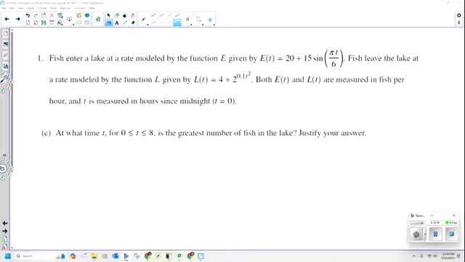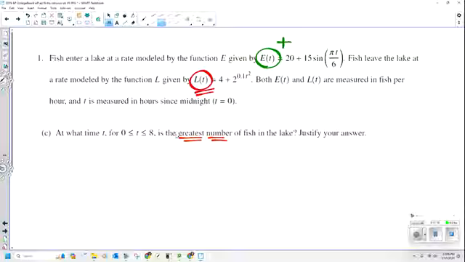To find the greatest number of fish here, as long as the number of fish entering the lake, the ones we're adding, is always greater than the number of fish leaving, my quantity will keep growing. Let me do this in green. Green for good, right? The moment more fish are leaving than entering, then I'm losing fish. So I want to see where these things are equal.